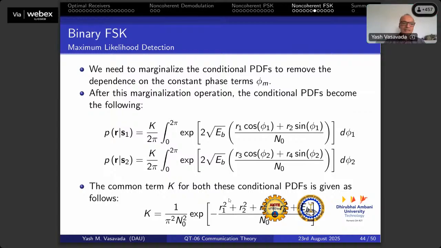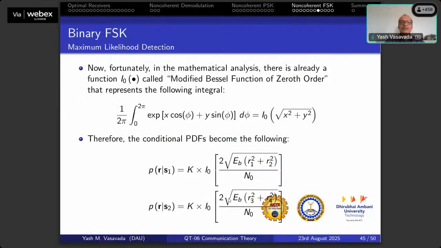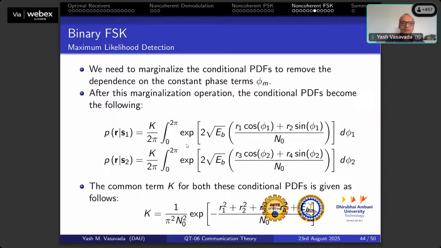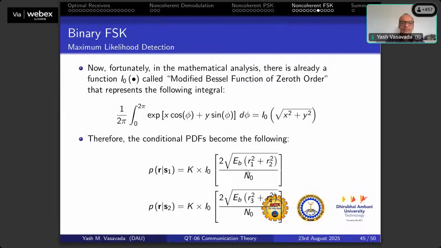Now, it seems like this is a little complicated, but there is a function called the modified Bessel function of zeroth order, which actually exactly represents this integral that we are trying to evaluate. And so these complicated looking expressions become simply this, where I0 is the modified Bessel function of the zeroth order.